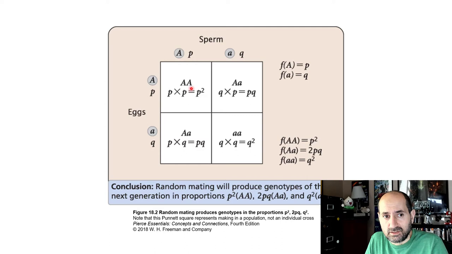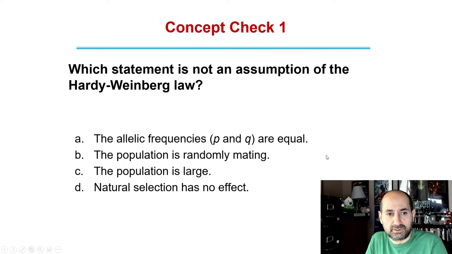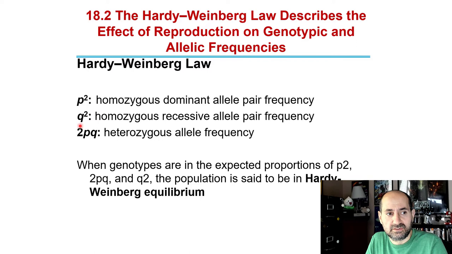Because again, 1/4 of the time you have big A, so A times A is P squared, right? The frequency of big A, remember, that's P squared. Then you have big A, little a, twice. So the frequency of big A, little a is 2PQ. And then the frequency of little a, little a is Q squared. And that explains where these numbers came from. See, P squared is your homozygous dominants, Q squared is your homozygous recessives, and 2PQ is your heterozygotes in that easy Punnett square.